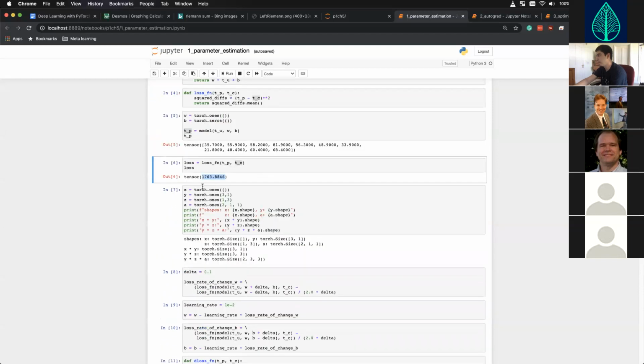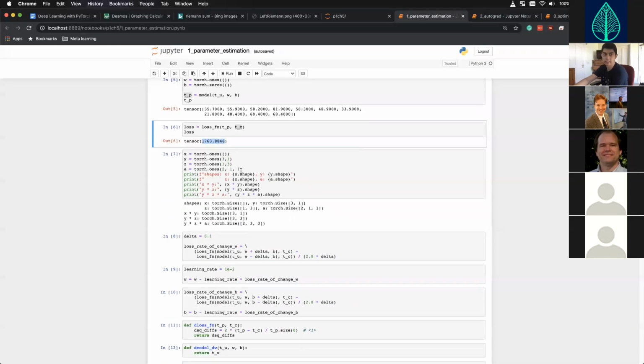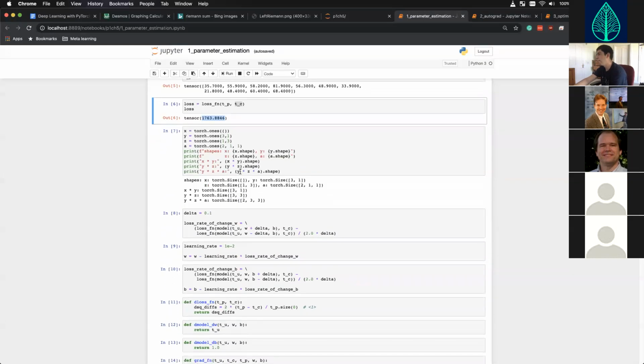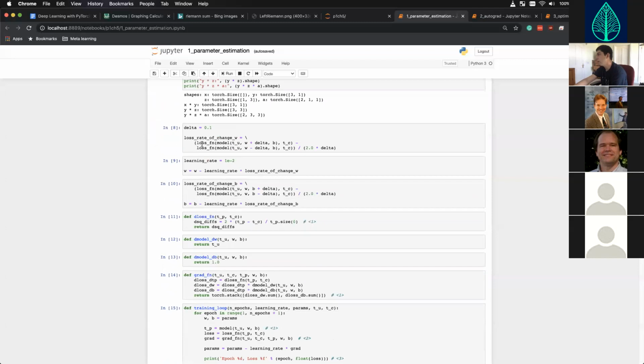I'm not sure what that region is doing, just showing an example maybe. And then this is showing that approximation that we were talking about. So they're saying, what is the loss when we plug in?